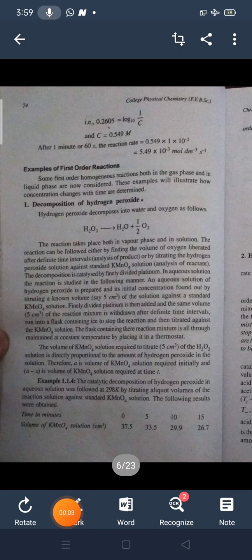In the last lecture, we have seen that particular first order reaction. Now we have to see the examples of this first order reaction. Some first order homogeneous reactions, both in the gas phase and the liquid phase, are here.